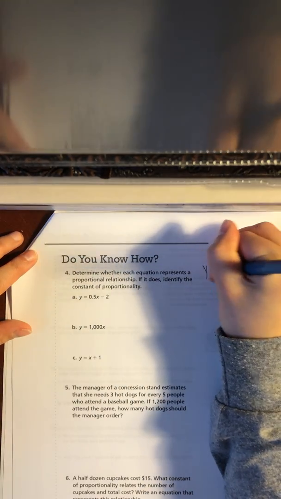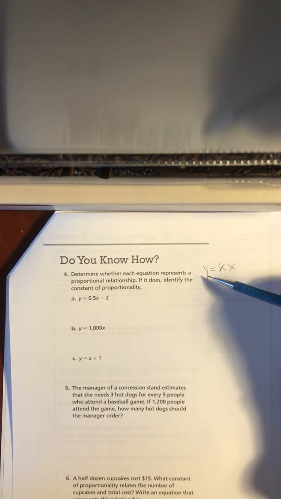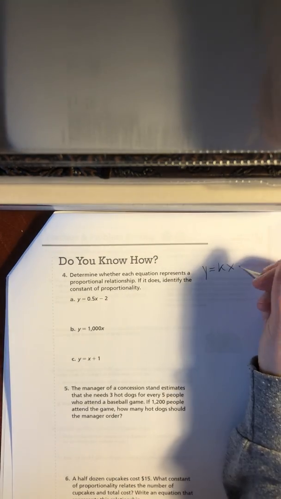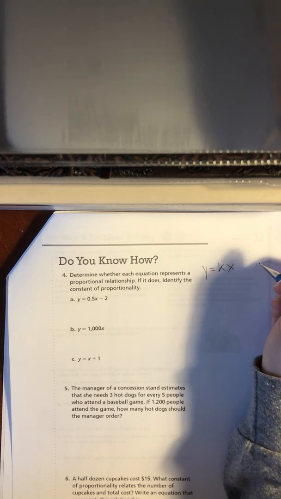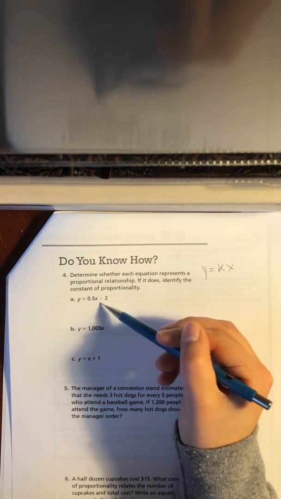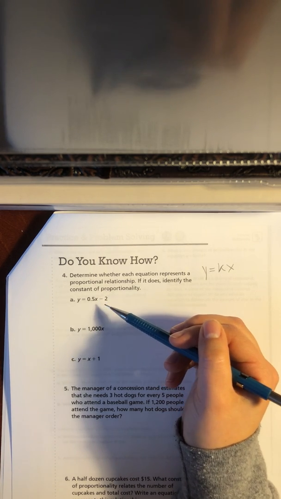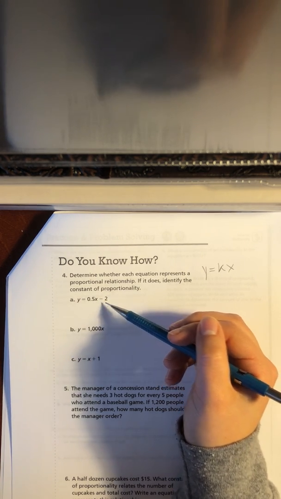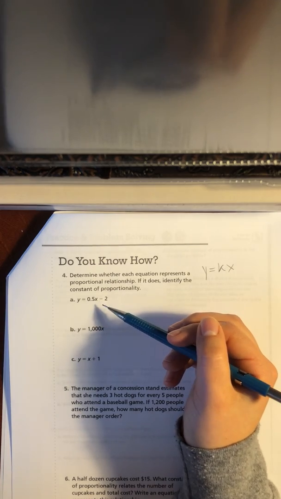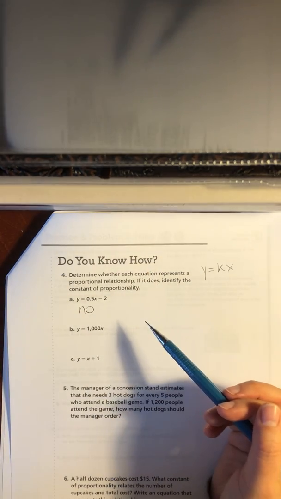So remember, equations are in the form y equals kx. When we have a proportional relationship, it's y equals kx. So if you have like plus something or minus something on the side here, it's not going to be proportional. So if we look at this, this is y equals kx, but then there's a minus 2 here. And since there's a minus 2 here, that means that our initial value, the value we're starting with, is negative 2, and it's not 0. It needs to be 0 for it to be proportional. So we're going to say no, okay? It's not a proportional relationship.